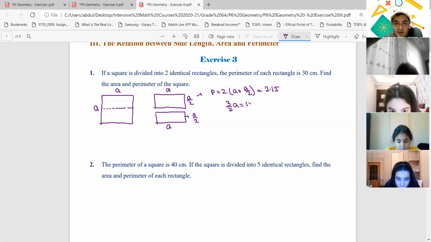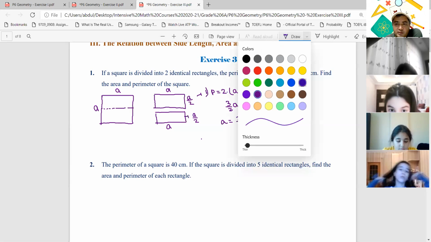On the right-hand side, we have 15. So if I multiply, 3 over 2 A is equal to 15, that means that A is equal to 2 over 3 times 15, which is equal to 10. Because as you see here, 10 over 2 is 5, 3 times 5 is 15. So A equals 10. Find the area and perimeter of the square. That's our first question part.